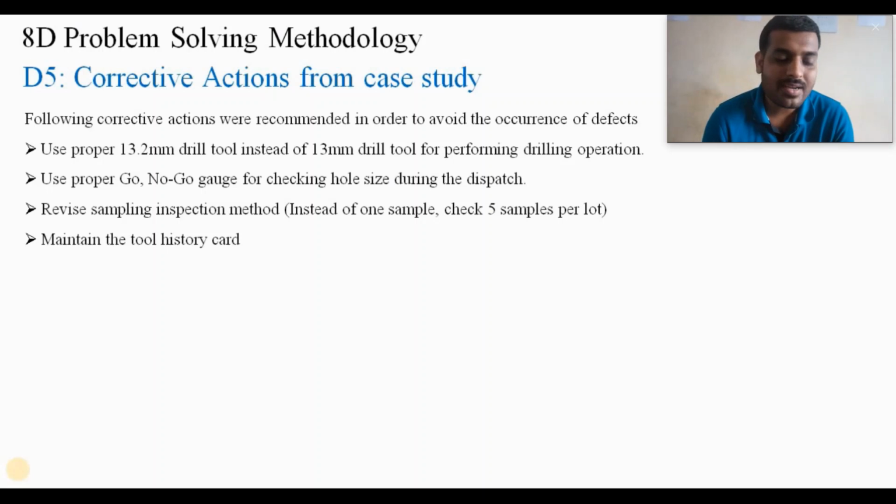Okay, now we will move to the next slide. So here I have added one slide for mistake proofing principles, methods and devices.